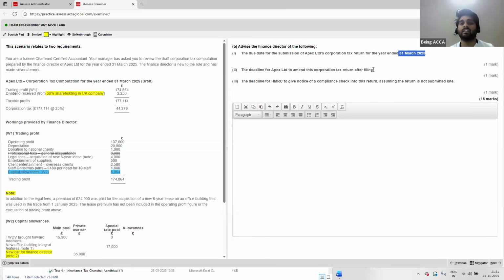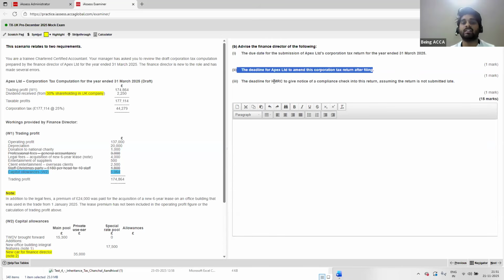All right. Next is the deadline for Apex Limited to amend this corporation tax return after filing. So always the deadline to amend the corporation tax return that has been submitted would be 1 year from the date of submission. Considering the date of submission to be 31st March 2026, the amendment deadline would be 12 months from it, which would make it 31st March 2027.